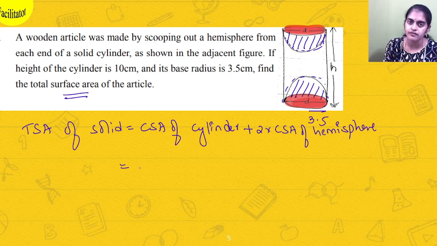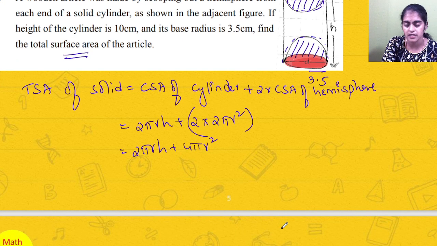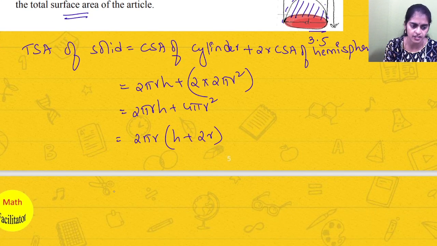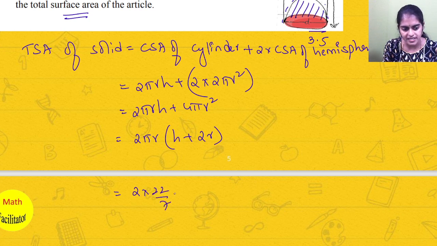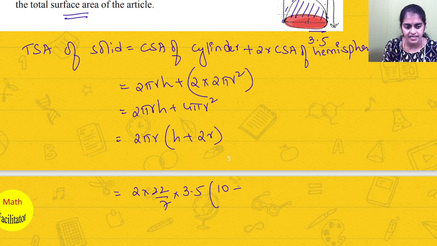Okay, so CSA of cylinder is 2 pi rh plus 2 times CSA of hemisphere is 2 pi r square. So 2 pi rh plus this 4 pi r square. I said that, right, 2 times CSA of hemisphere is actually equal to CSA of sphere. So now I can take 2 pi r common. So I'll have h plus 2r here. If you take common, it will be easy for your calculation. So that is equal to 2 into 22 by 7 into r. Radius is how much? 3.5 into height of the cylinder is given as how much? 10 centimeter plus 2 times 3.5. So how much are you getting here?